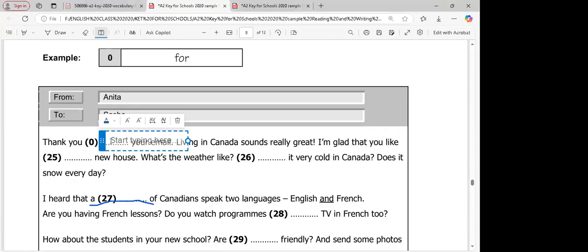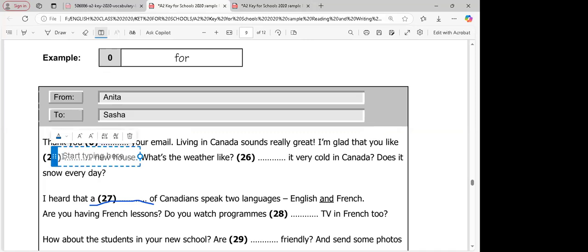Okay, so from Anita to Shasha: thank you for your mail. The 0 is your example. Living in Canada sounds really great. I'm glad that you like. In this part you don't get answers. I'll explain how you find these answers, but it's a practice of reading. Right, I'm glad that you like. Your new house is matching. Okay, or else you like the new house. Both answers are matching.